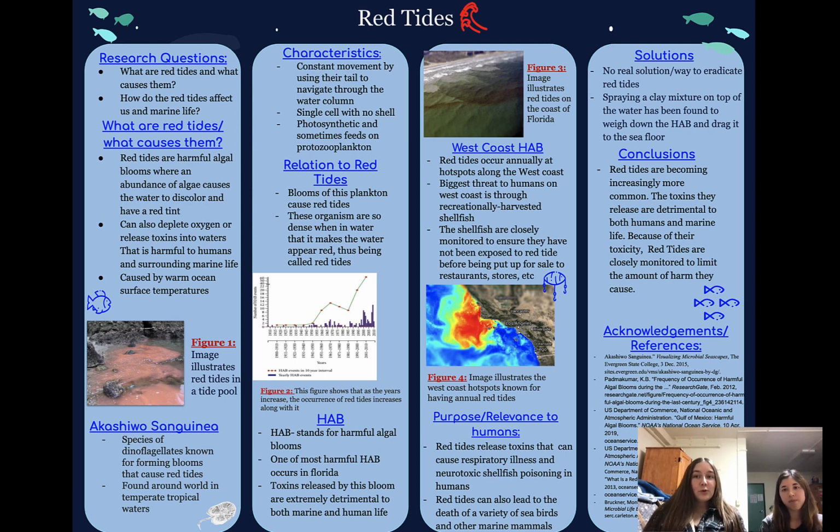As for solutions, there hasn't been any real solution or way to eradicate the red tides, but there has been a temporary solution. Researchers have found that a certain clay mixture, when it is sprayed on top of the water, weighs down the HAB or the red tides. This is helpful because if the red tides are dragged down to the seafloor, then it decreases the potential for a human to be exposed to the red tides because there aren't going to be humans on the seafloor.